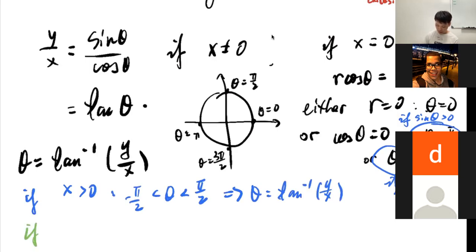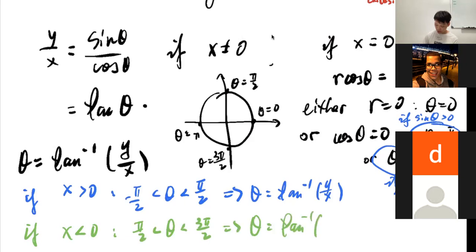However, if x is less than 0, that means it's this part. Okay, so this part is when theta is between pi over 2 and 3 pi over 2. So that means theta is the inverse tangent, but you have to add in the pi.